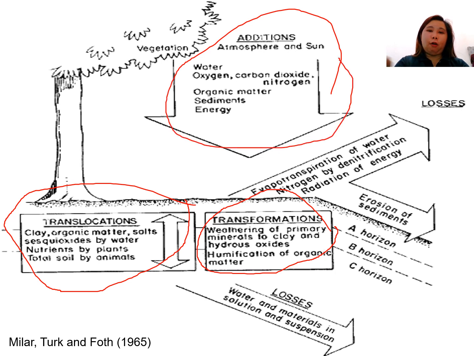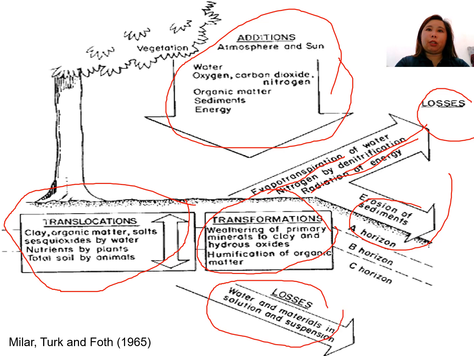Additions involve addition of water, oxygen, carbon dioxide, nitrogen, organic matter, sediments, and energy coming from the atmosphere and the sun. While losses include evapotranspiration, denitrification, radiation of energy, erosion of sediments, and losses of water and minerals through leaching. So this is a very good diagrammatic representation or summary of the four soil forming processes.